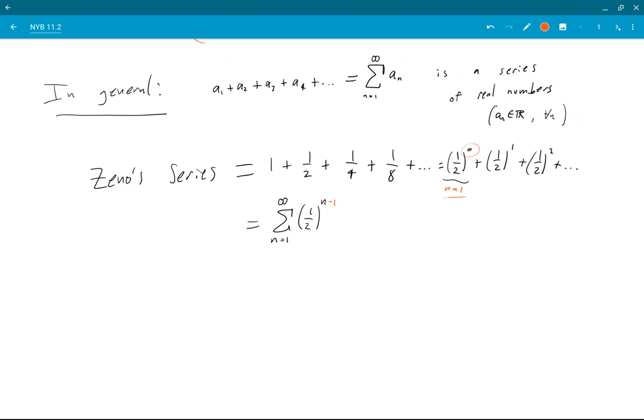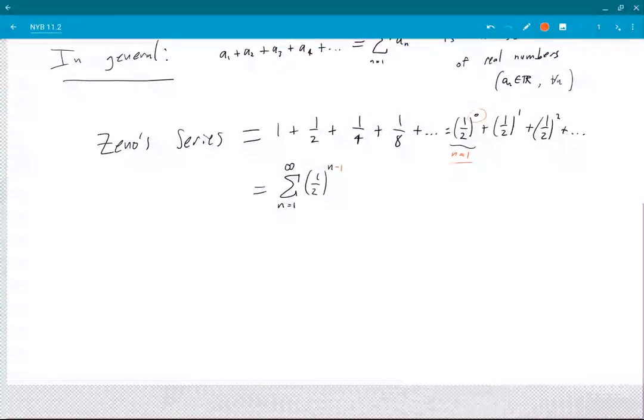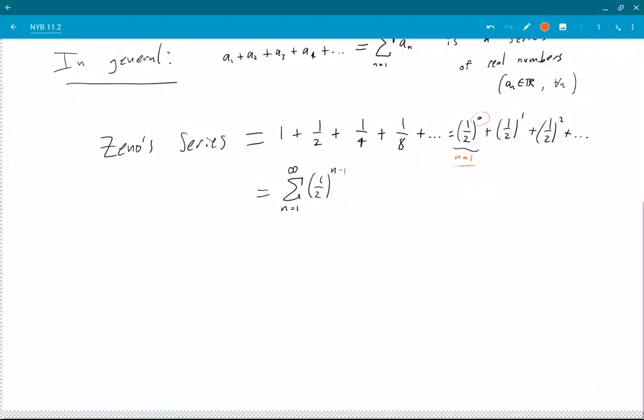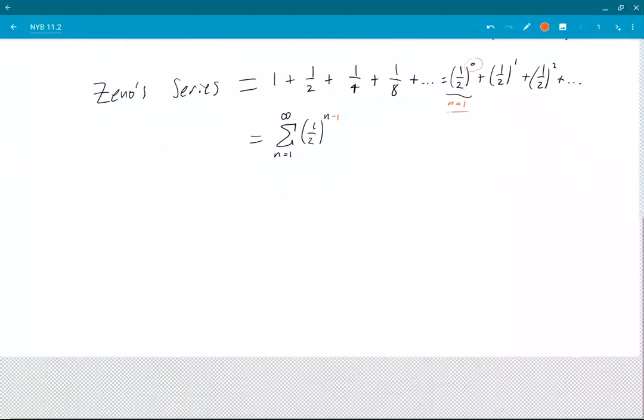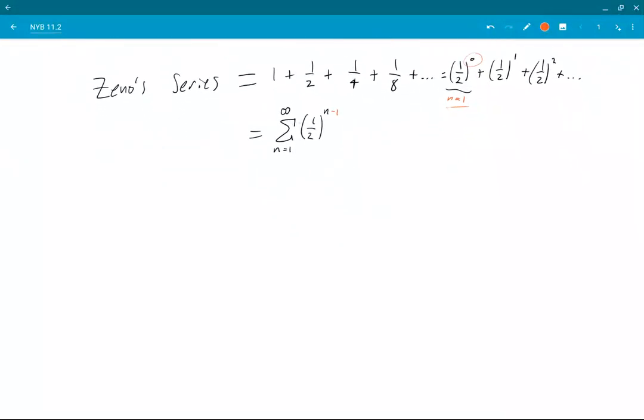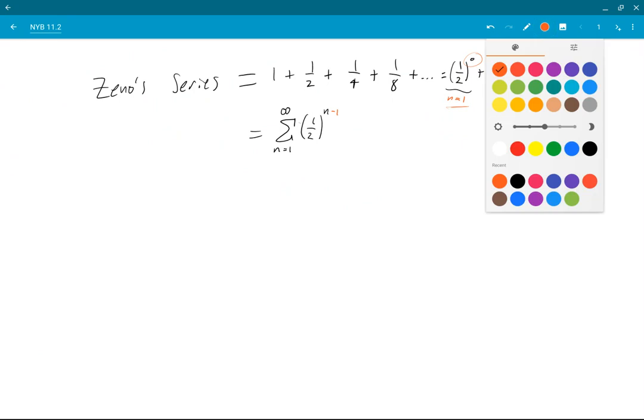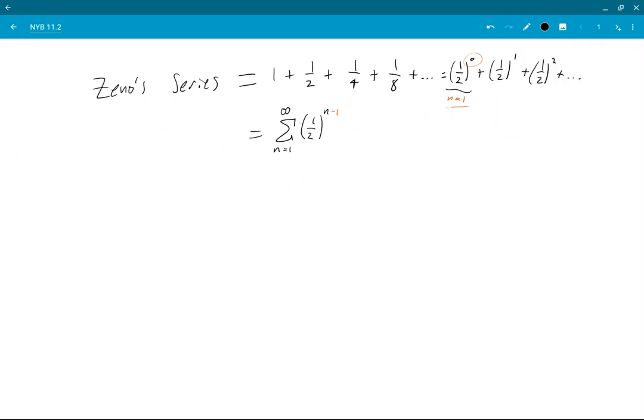Okay, so next thing I want to talk about is, okay, what we mean when we say that an infinite series actually adds up to some real number. So we're going to say, when an infinite series converges, like what do we mean when we say that? So we're going to need some definitions first.